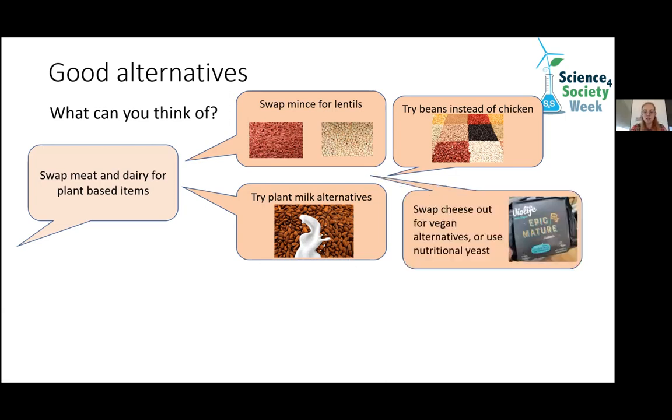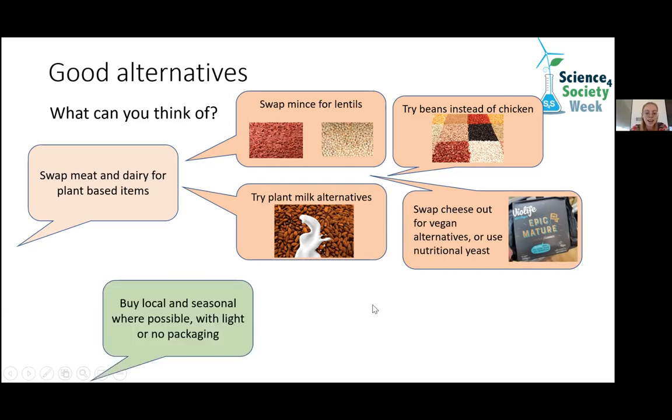So we can swap cheese out for vegan cheese, or we can use something called nutritional yeast, which has a cheesy flavor and is very good for you. And here's some other things that you can do. So remember when we said that buying seasonal veg is better, so you can buy local and seasonal. Can you think of anything else you can do to make a better alternative? Anything else you can do to lower your impact that I've not got on the screen here? Because we've got some great ideas that you've already come up with. What else could you do? What else gave things a big impact when we were adding that up?